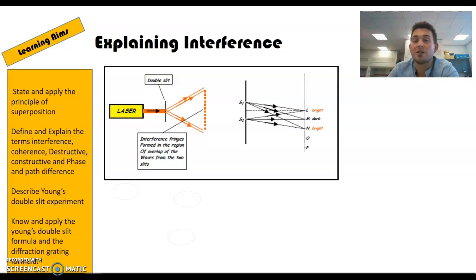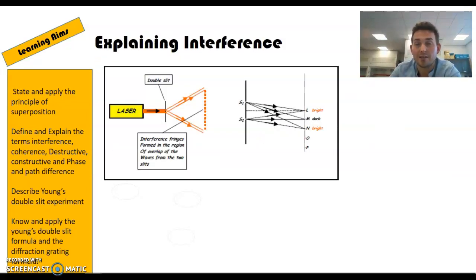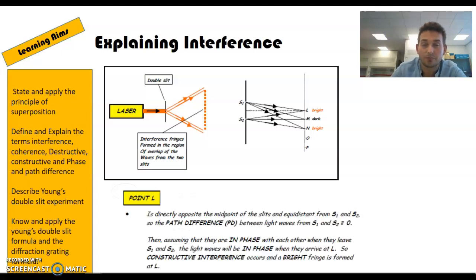So if you imagine light traveling from S1 to N, or S1 to L, and then from S2 to L, when those two lines of action meet, if it's bright, then they've met and they were in phase when they hit. If they landed on a dark bit, then those two lines of action were out of phase. They were 180 degrees out of phase.